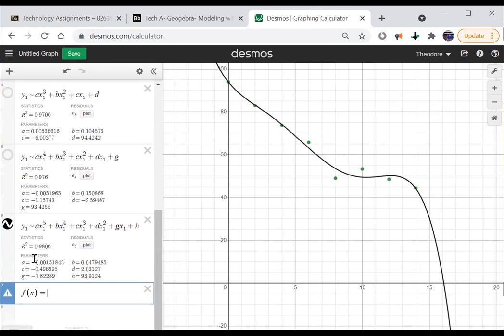is equal to, we're going to put in our a coefficient. All right, so our a coefficient, x to the fifth, just an ordinary x now. Our b coefficient, x to the fourth, our c coefficient, x to the third, and so on. We're just going to type that in, right? So negative 0.00151843. That would be x to the fifth.